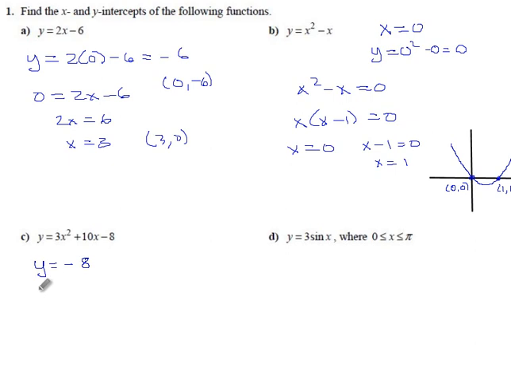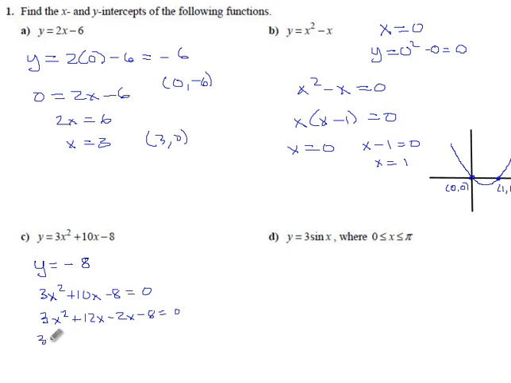Now when we get to x-intercepts, we have 3x squared plus 10x minus 8 equals 0. Is this factorable? Are there two numbers that add up to 10 and multiply to minus 24? Methinks there are. I think we can do something with 12 and minus 2.